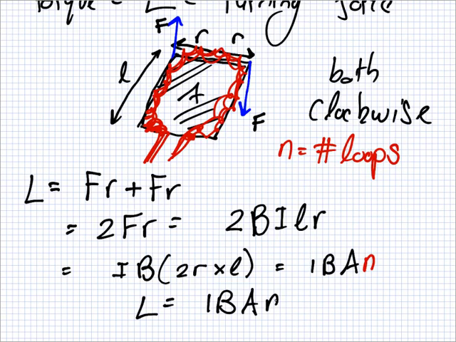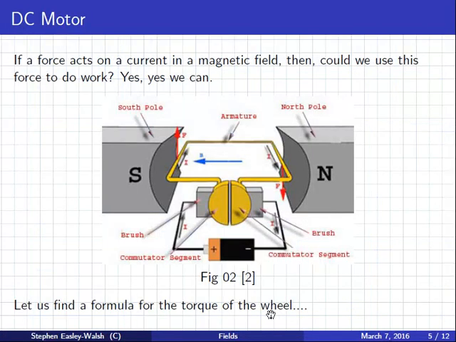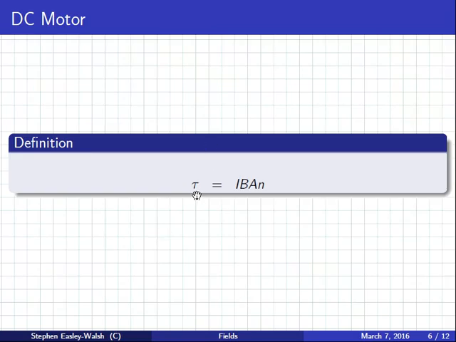A is area of the rectangle. So we have torque, which I used this symbol last year. I use an L, it doesn't matter. Torque is IBAN.